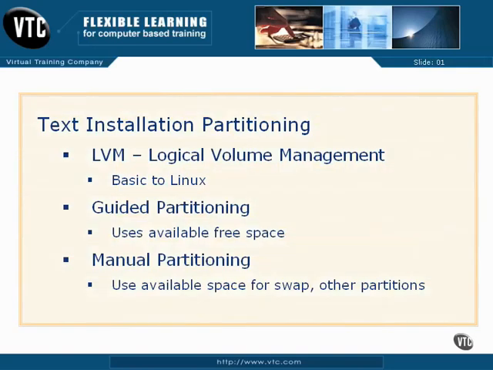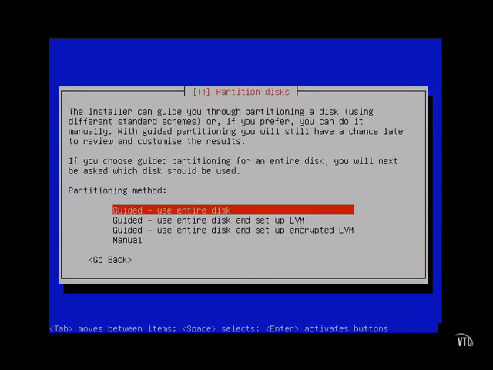Text installation partitioning. Perhaps the most intricate part of the Ubuntu text installation process is manual partitioning. When you get to that point during the text mode installation, you'll see this menu. The LVM shown in this menu is associated with logical volume management, a concept beyond what I can explain in this video. If you're unfamiliar with logical volume management, please review it on your own.